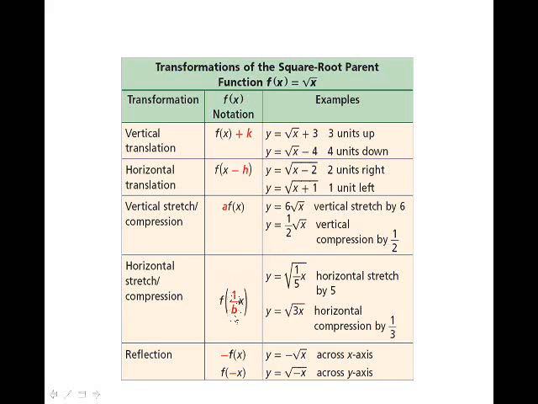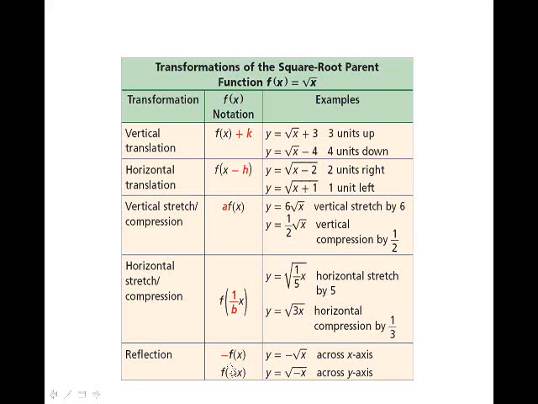If we have x being multiplied by something inside the radical, remember it's the opposite of what it looks like. So here we have 1/5 times x. That actually means we're taking the x values and stretching them or multiplying them by 5, even though it looks like it's dividing. Whereas if we have 3x, we're actually dividing by 3 or multiplying by 1/3, a horizontal compression by 1/3. And then we can also have reflections.